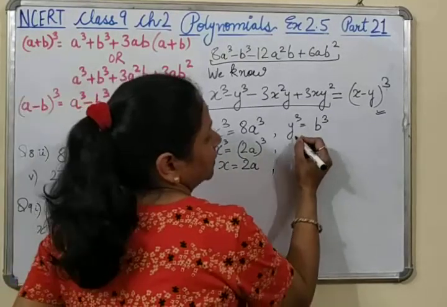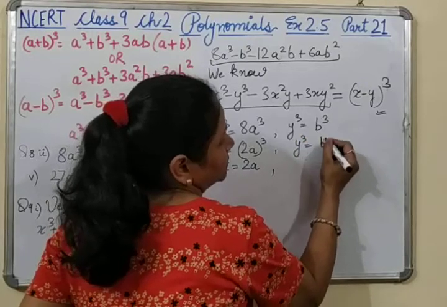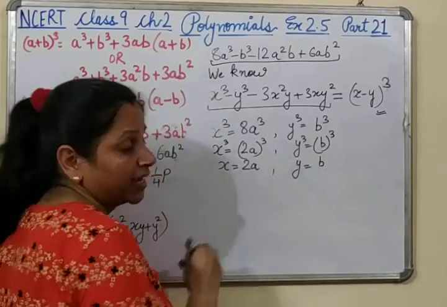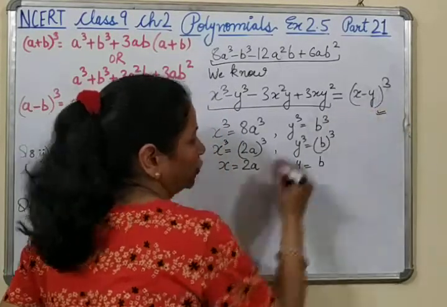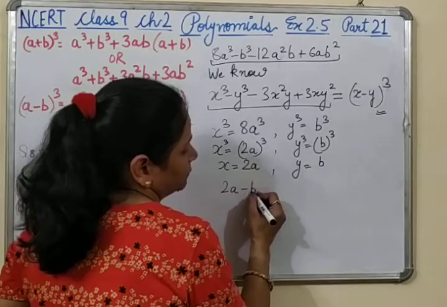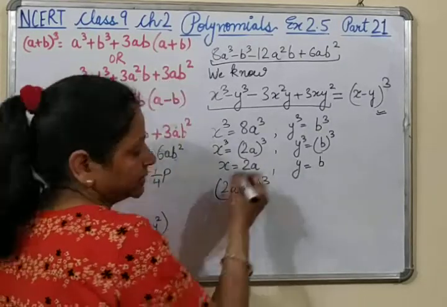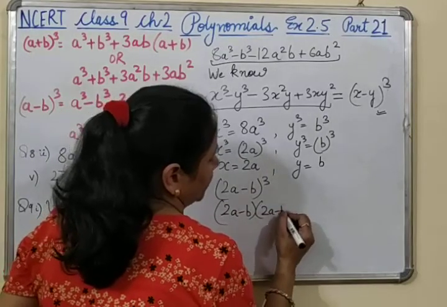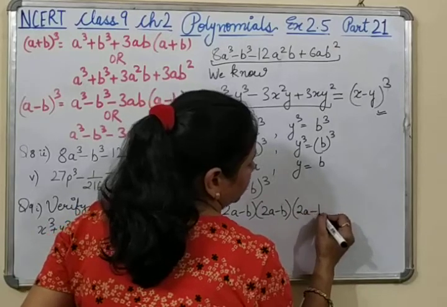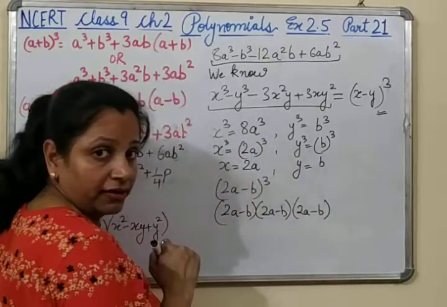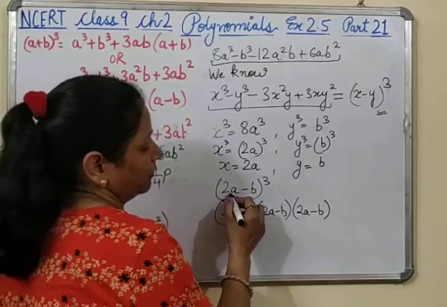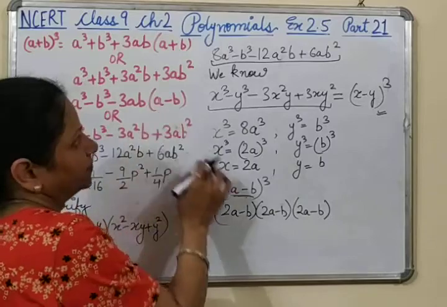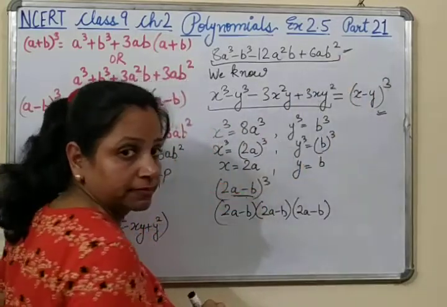Then similarly, your y cube is b, whole cube. That means your y will be b, and we need just x minus y whole cube. x minus y whole cube can also be written as 2a minus b into 2a minus b into 2a minus b. Fine. One more thing to check: if you have 2a minus b whole cube and you again apply the same identity, then you will get your right hand side expression.